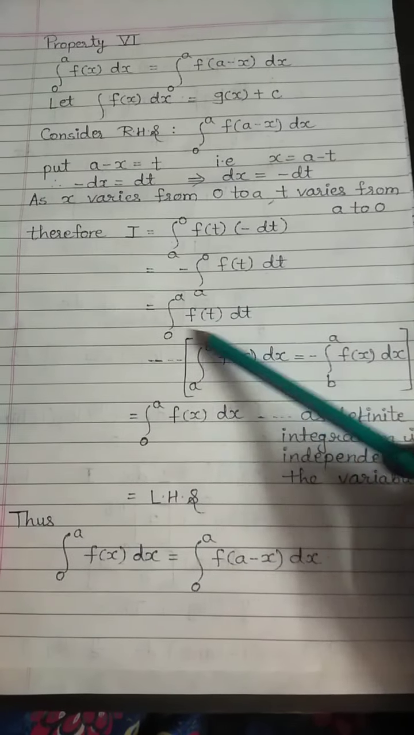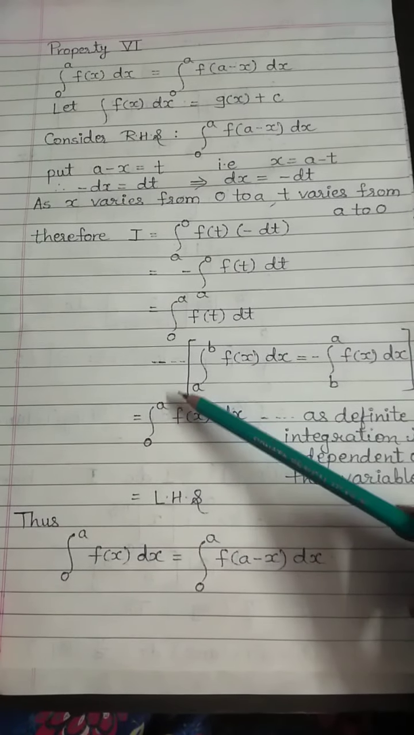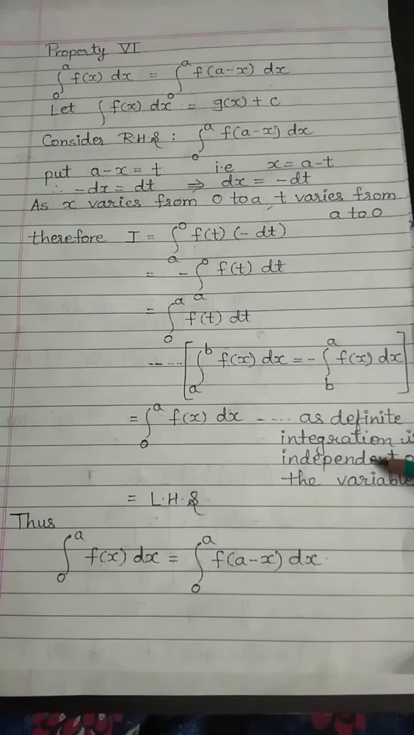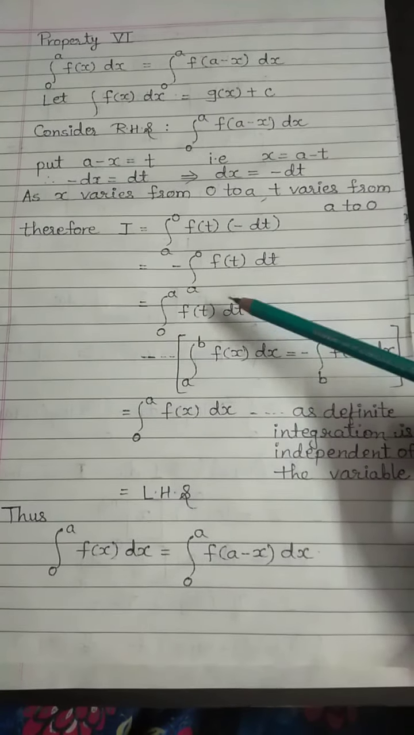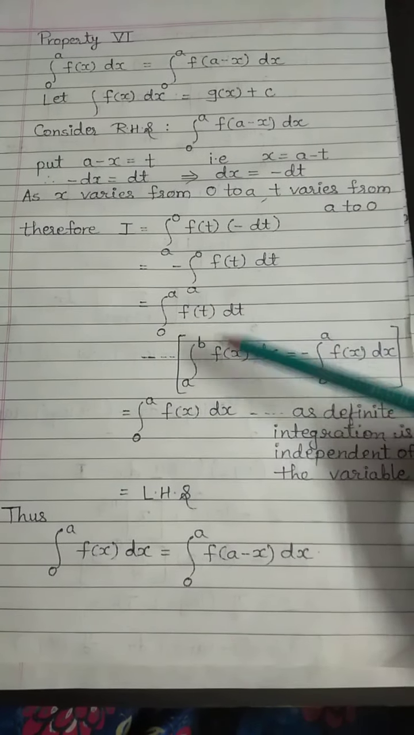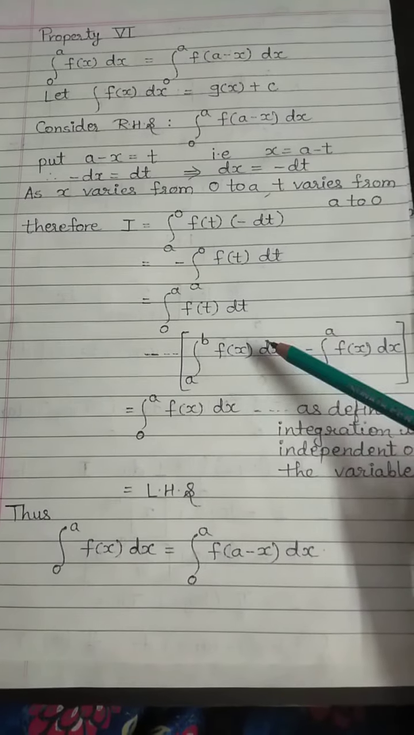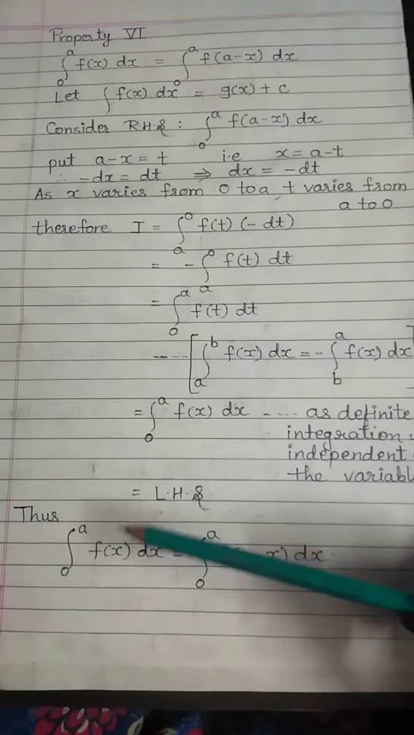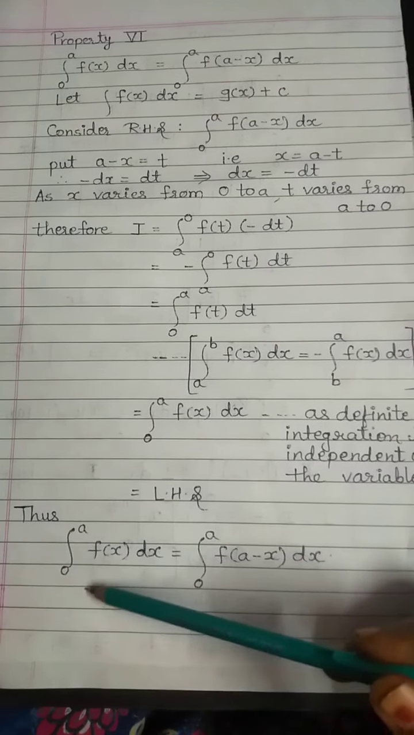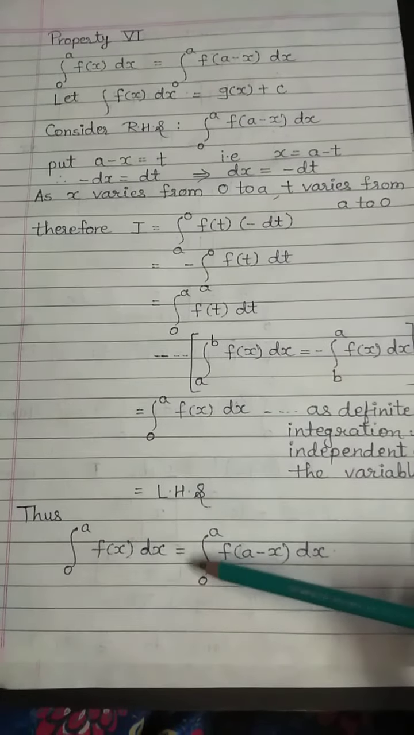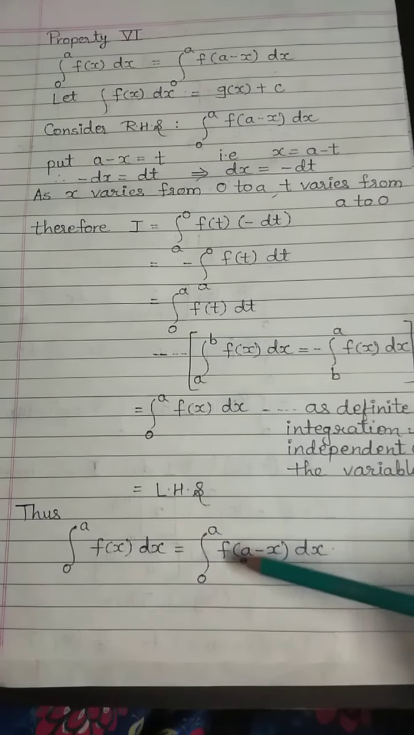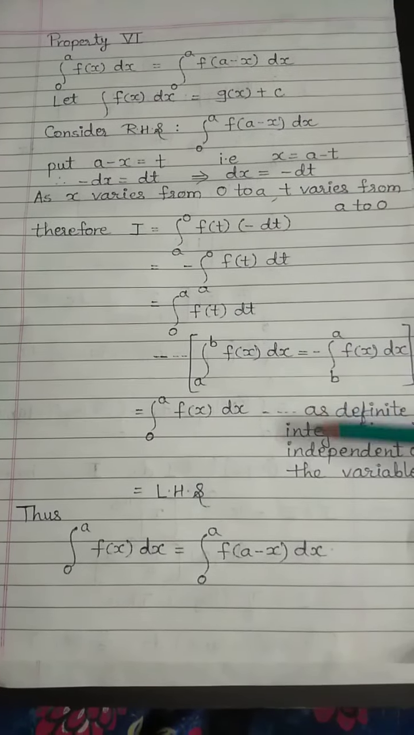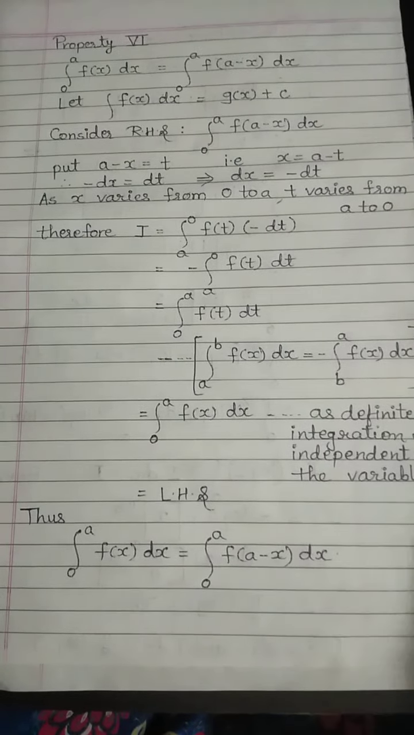Now this term we can write as integration 0 to a f of x dx, because definite integration is independent of variable. So instead of this variable t, we can write the variable x. And if you observe carefully, then this is nothing but the LHS, and therefore we can say that integration 0 to a f of x dx we can write as integration 0 to a f of a minus x dx. So this is the property of definite integration, property number 6.